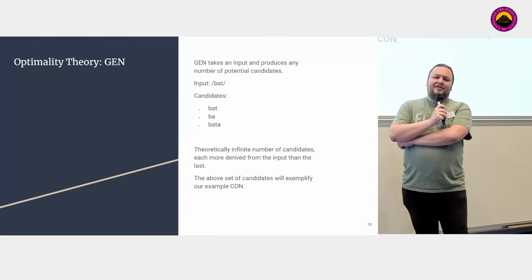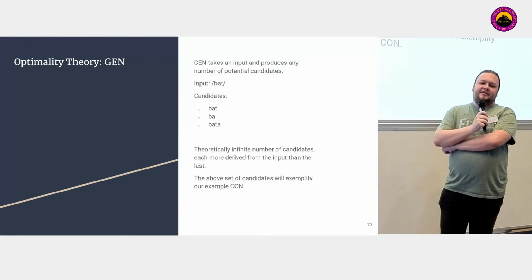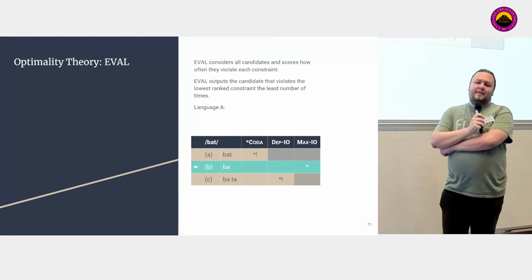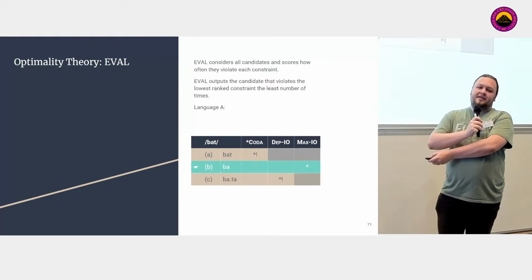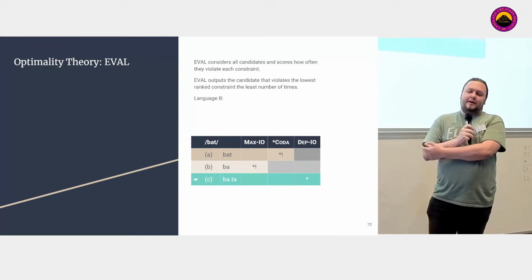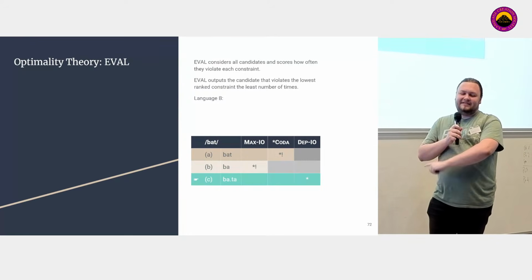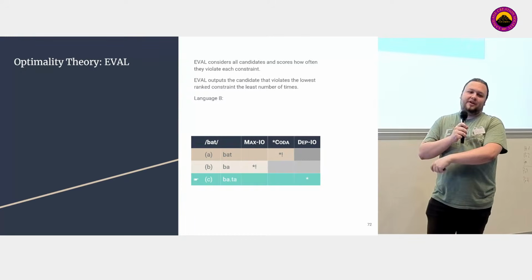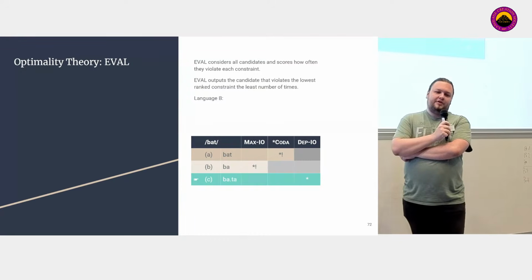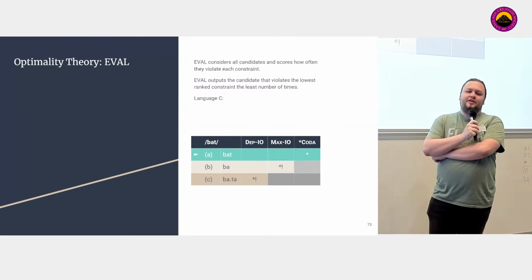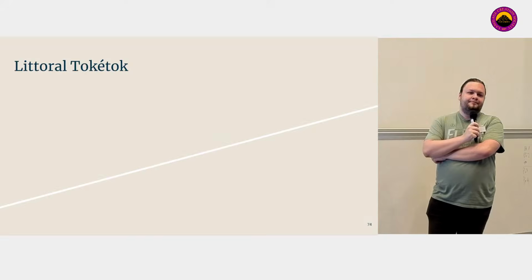So consider the input BAT. Candidates are based on whether it has a coda, a deleted segment, or an added segment. And we can see that for language A here, because max.io is the lowest ranked, we get the output ba. Language B, with dep.io the lowest, we get bata as the ideal candidate. Notice how all of the constraints are violated. It's just the one that's lowest ranked that actually gets output. And then language C is the most agreeable with coda, so it puts out the original bat.